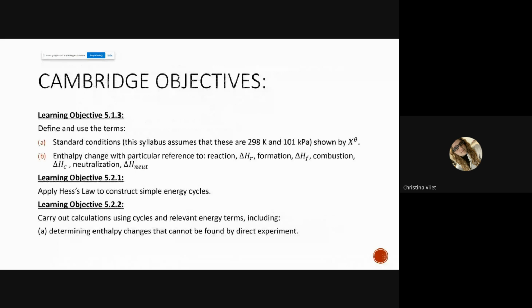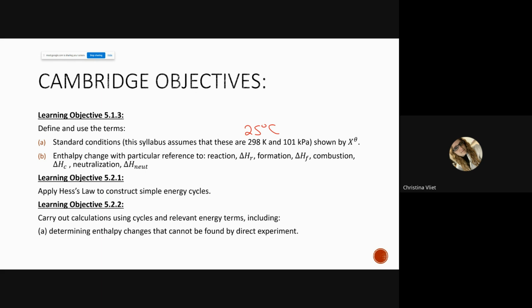Here we go. Let's get to the objectives. So what are we being asked to do? We're going to define and use the term standard conditions. This syllabus, Cambridge is telling us to assume that our standard conditions for elements and compounds are 298 Kelvin. That's actually 25 degrees Celsius.